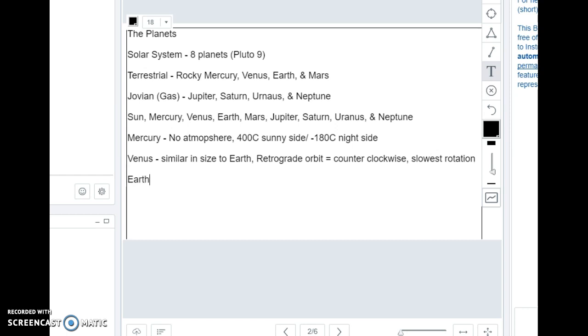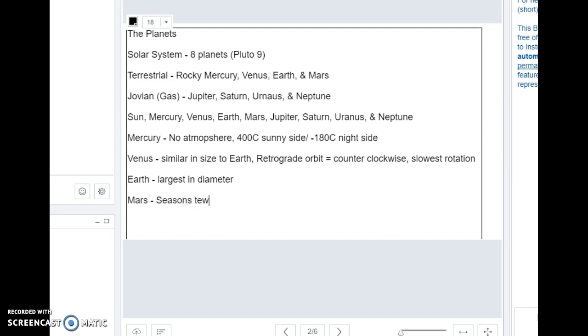Then the third planet from the sun is Earth, and it is the largest in diameter of our terrestrial planets. And we live on Earth, so we know it has atmosphere, liquid water, and oxygen, all of those wonderful things, and it holds life. Mars has seasons that are twice as long as seasons found on Earth, and this has to do with its orbit, because its orbit takes twice as long to orbit the sun.